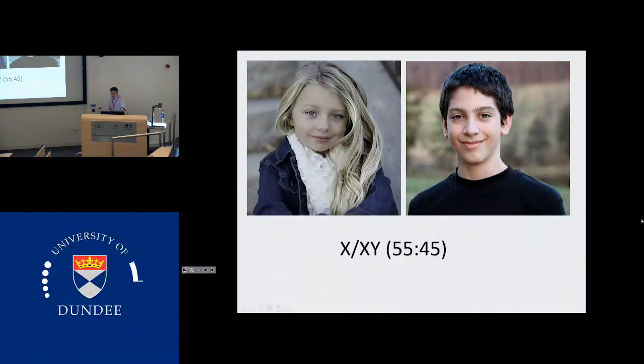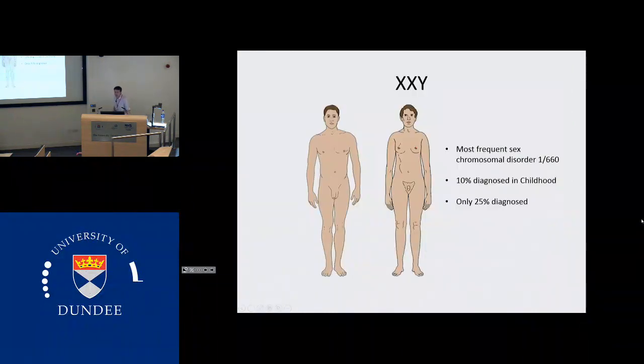Now, while Turner's is a condition where there's a loss of an X chromosome or Y chromosome, there can be conditions where you obviously get extra sex chromosomal material. So this is Klinefelter's, and this is the most common sex chromosome disorder affecting approximately 1 in 600 births. What we learn about the typical appearance of Klinefelter's is they tend to be a bit more feminized, less masculinized than a typical male. Not all Klinefelter's meet this phenotype, because we know only about 10% of Klinefelter's are diagnosed in children. And out of the whole population, only 25% actually get diagnosed. So 75% of Klinefelter's never get a diagnosis.